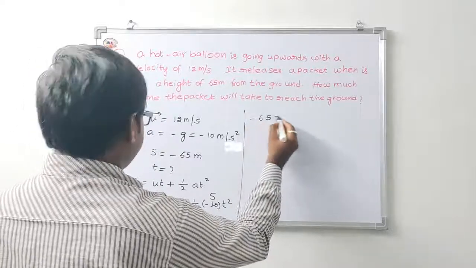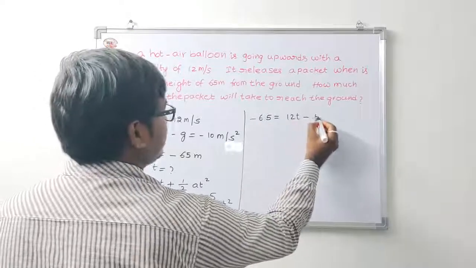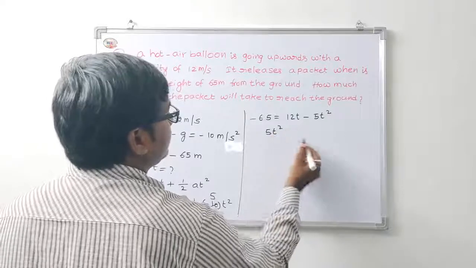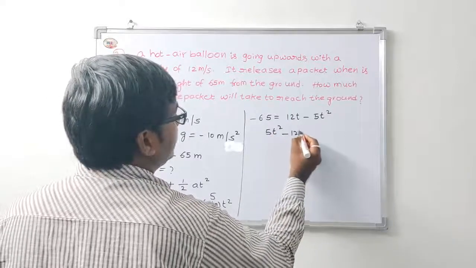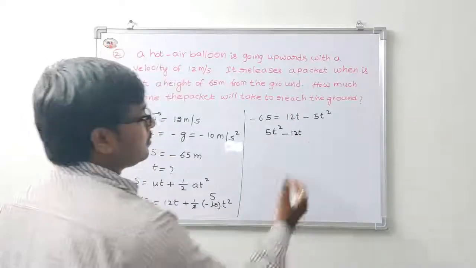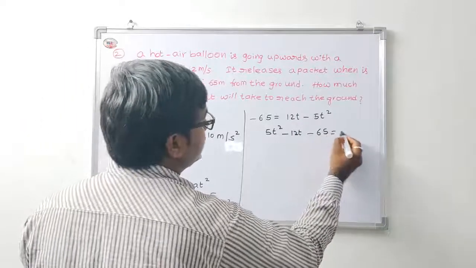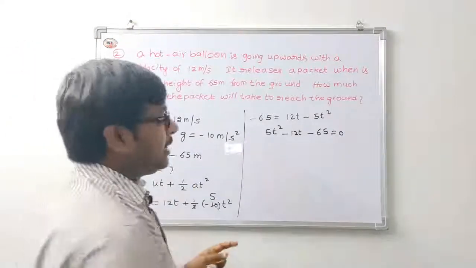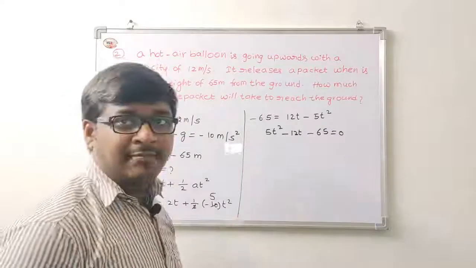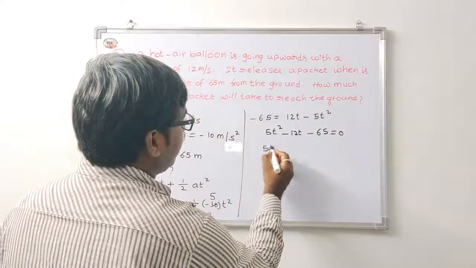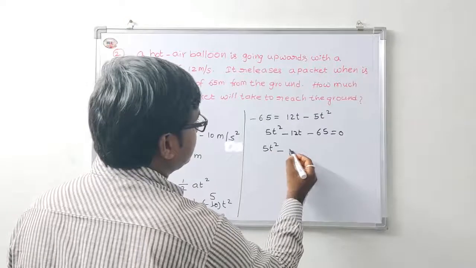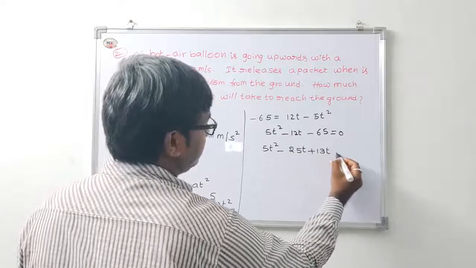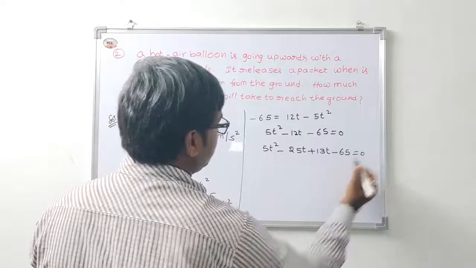Minus 65 is equal to 12t minus 5t square, so 5t square minus 12t minus 65 is equal to 0. This is a quadratic equation. To simplify it, we can then find the time easily. 5t square minus 25t plus 13t minus 65 is equal to 0.